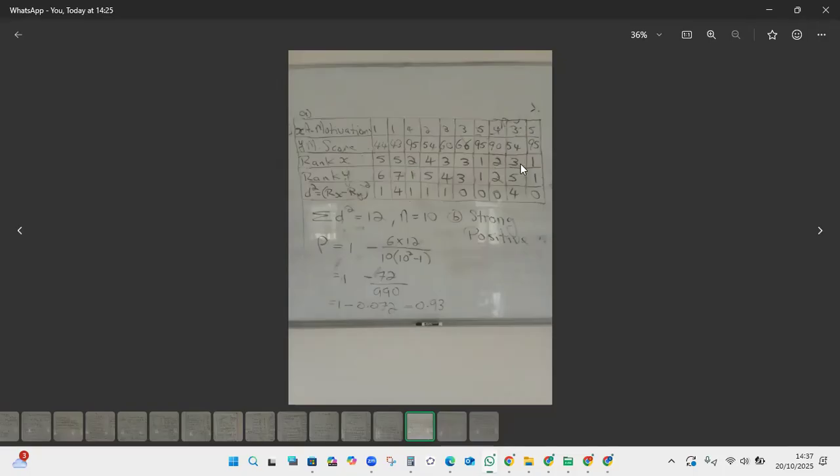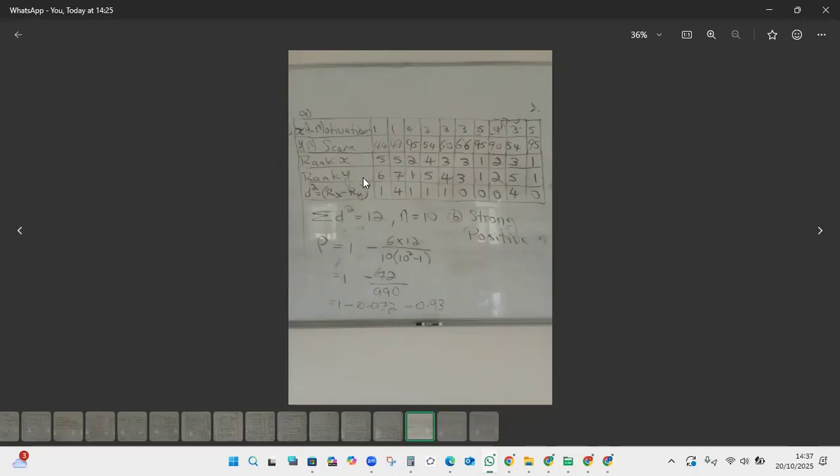3 coincidentally got a rank of 3. There are 3 3s coincidentally, so each one gets a rank of 3. And 2 is the 4th highest, gets a rank of 4. And 1 is the smallest, it got a rank of 5.